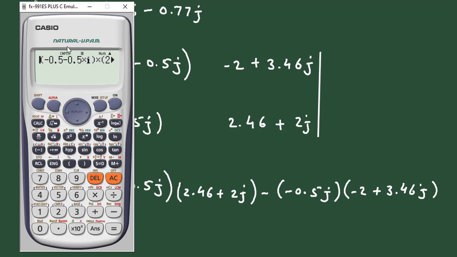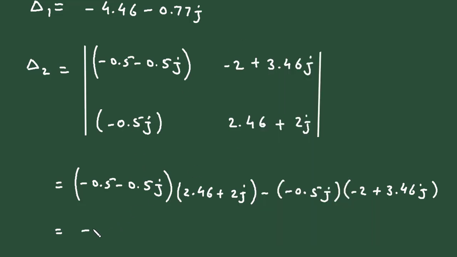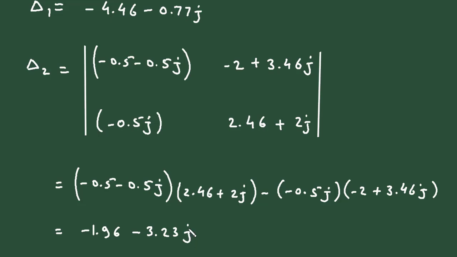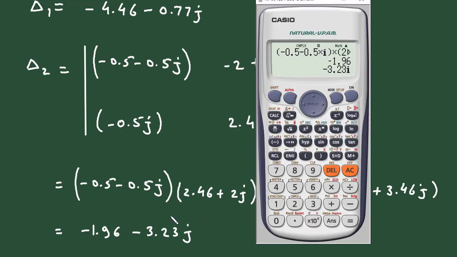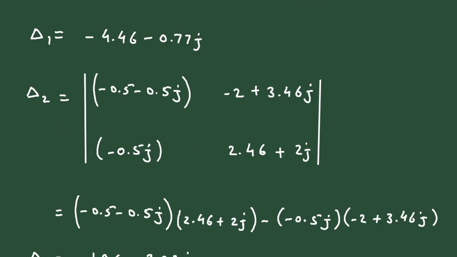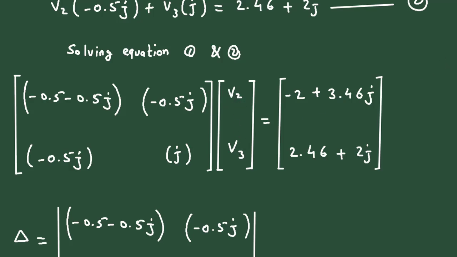So this is equal to minus 1.96 minus 3.23 j. So this is the value of delta 2. Now we got delta 1 and delta 2, so we can find the value of these two unknowns. So here are the two unknowns V2 and V3.